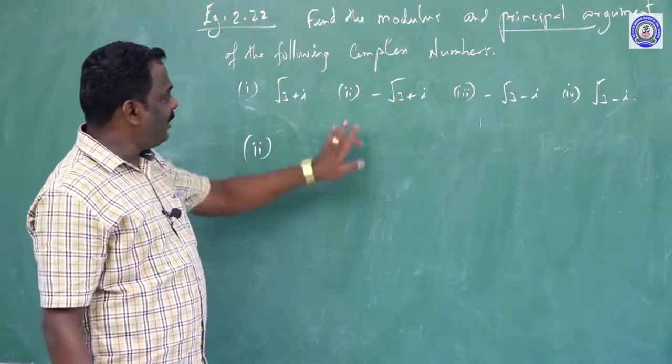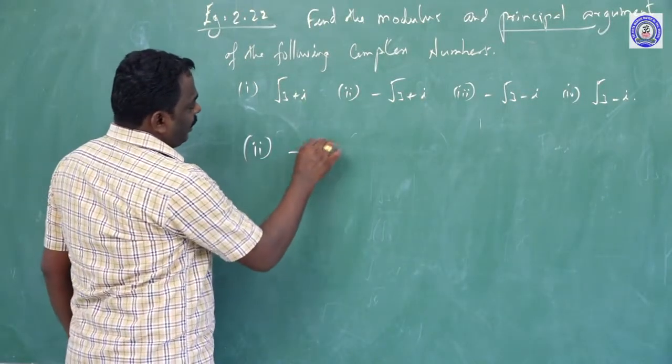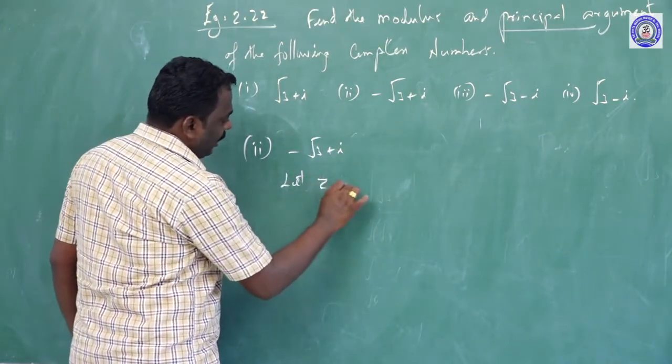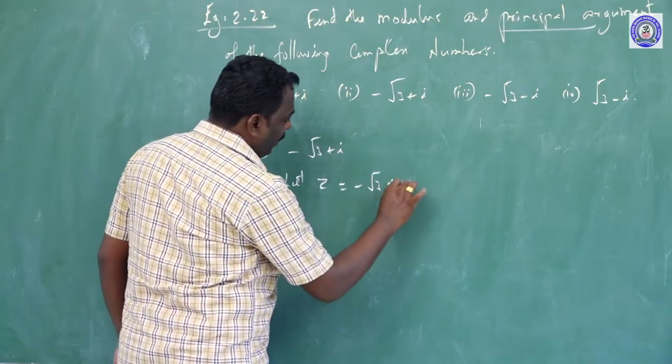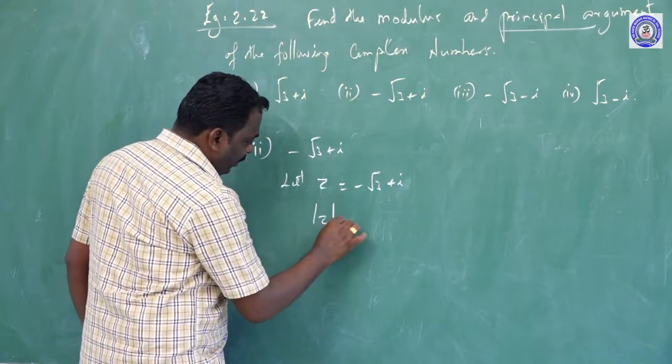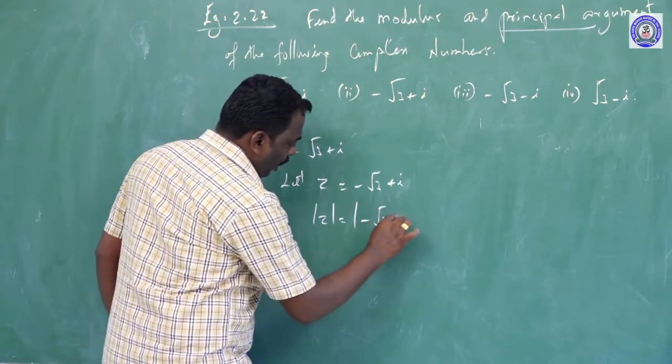Okay, let us see the second sum. Minus root 3 plus i. Now let us consider z equal to minus root 3 plus i. Therefore, find the modulus of z. Modulus of z equal to modulus of minus root 3 plus i.